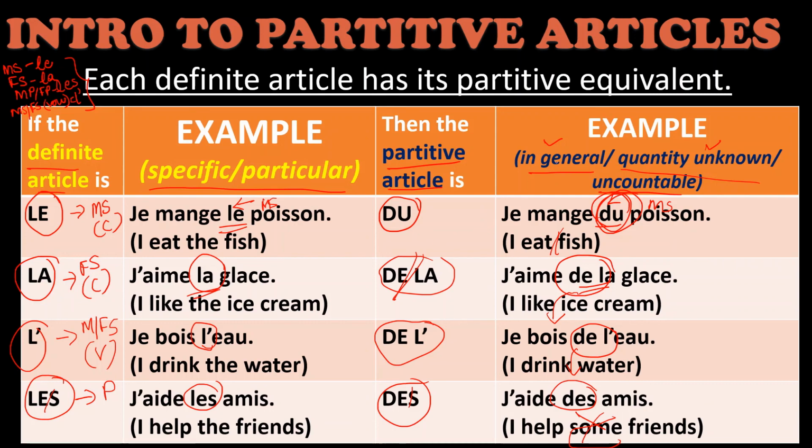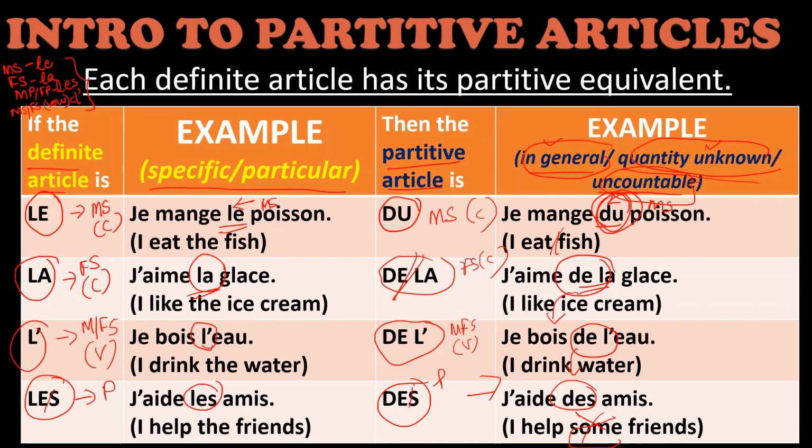Okay, when you're speaking about something in general, when you don't know the quantity like this sentence, or when you cannot count the quantity like the items I showed you on the introduction slide. The four partitive articles are du, de la, de l', and des. Du is for masculine singular consonant, de la is for feminine singular consonant, de l' is for masculine or feminine singular starting with a vowel, and des is for plural.